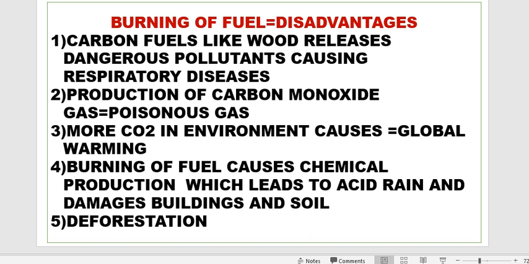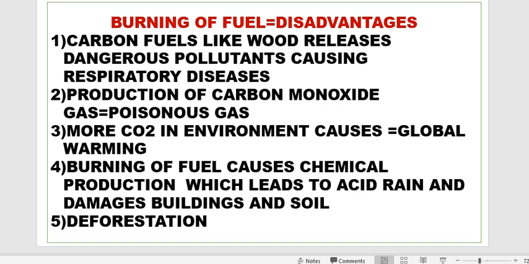Number 3, more carbon dioxide in the environment causes global warming. If more carbon dioxide is there in the environment, what will happen, automatically the temperature will rise. Because of that, our earth surface becomes hotter and hotter, and it is not good. Because of that, our temperature or climate cycle will get disturbed, so that we get the global warming effect.